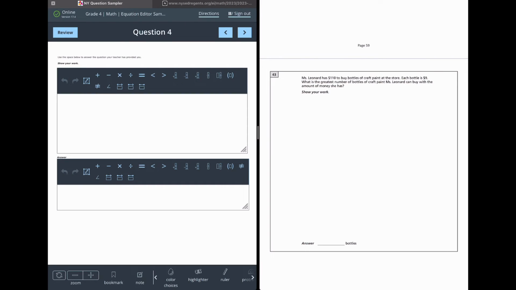Now we're gonna get a little spicy for number 43. Ms. Leonard has $110 to buy bottles at the craft paint store. Each bottle is $9. What is the greatest number of bottles she can buy with the amount of money she has? All right, so we're thinking $110, and I'm buying a whole bunch of bottles that are $9. I'm repeatedly subtracting, so that's division is equal to some number.